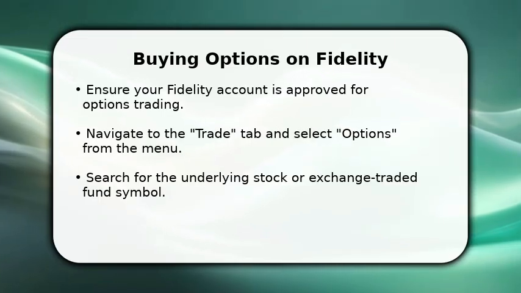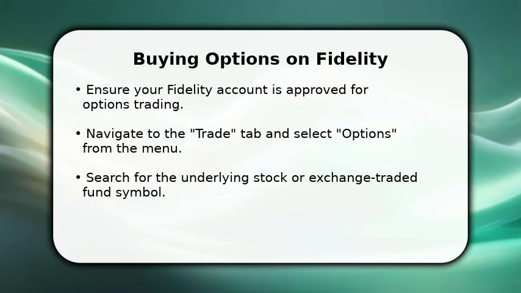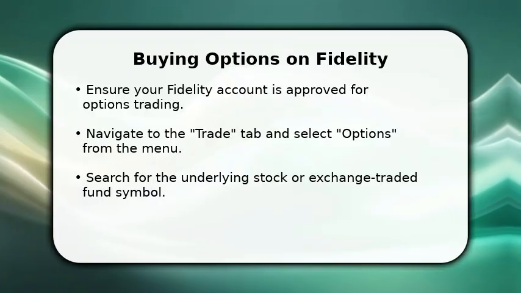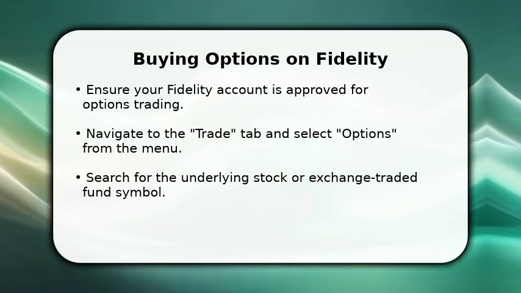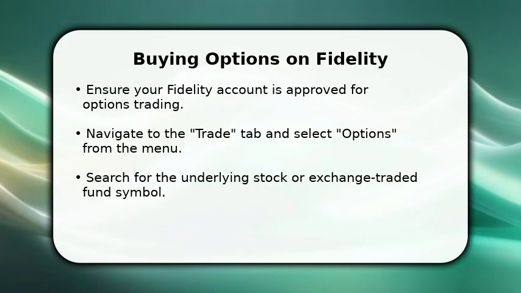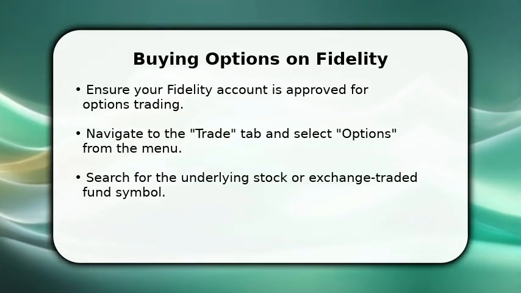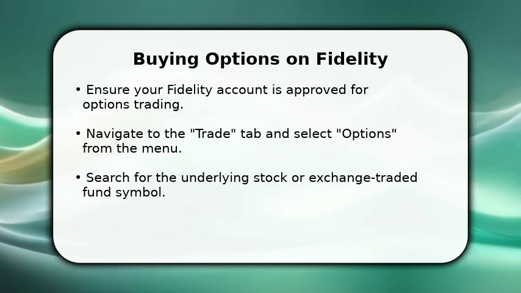In this video, I will explain how to buy contracts on Fidelity. First, confirm your Fidelity account has options trading approval, which typically requires a specific application and approval level. Next, log into your account and locate the Trade tab, then select Options from the drop-down menu.